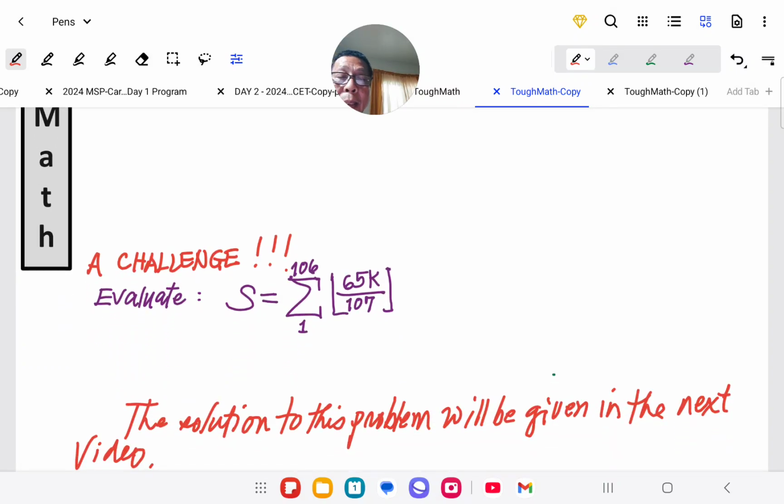And then the challenge is to evaluate S. This time S is defined differently. It is the sum of the greatest integer value of 65k over 107, where k ranges from 1 to 106. So challenge yourself to solve this problem before watching the next video, which will feature its solution.